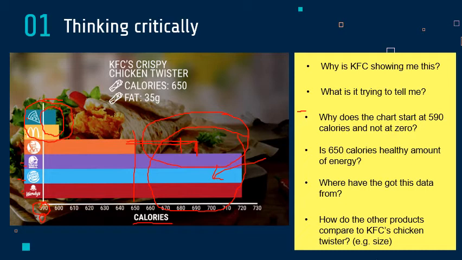So that's what I mean about thinking critically about a data display. There's a whole lot of other questions we can ask about data that's presented to us, particularly thinking about what is the motivation for the person showing me this data? Why are they showing me this data and what are they trying to tell me?